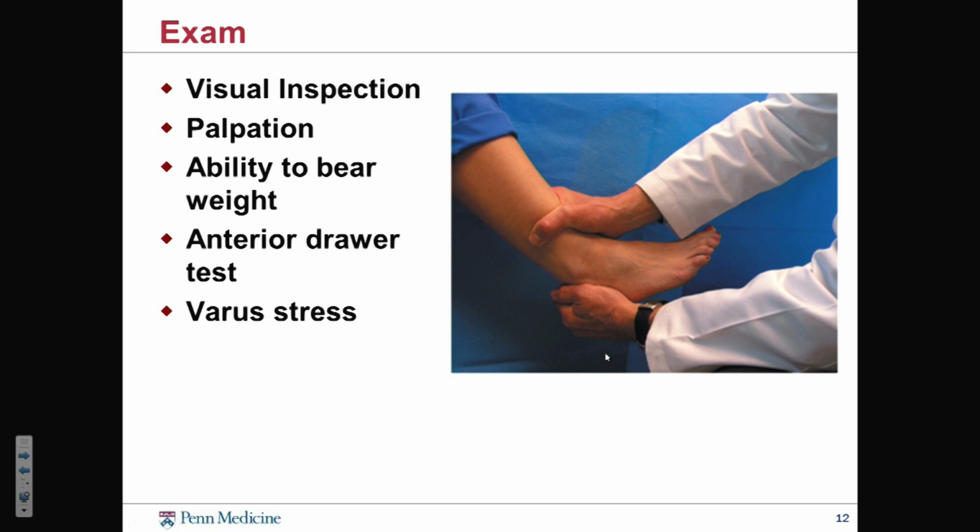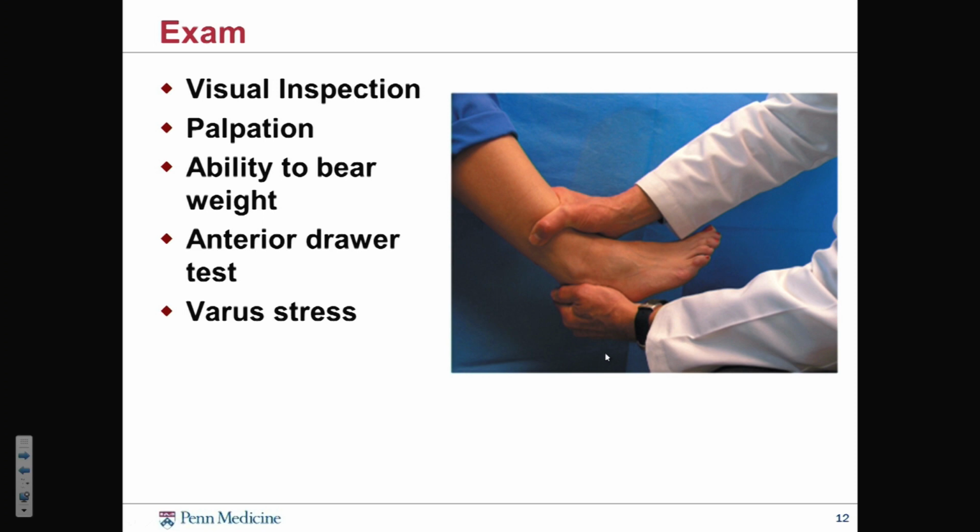Remember that bruising tends to migrate down into the foot and around the toes, and so you can sometimes see quite a bit of bruising around the toes or the very lateral aspect of the foot, and that doesn't mean that the injury is in that area. Palpate, very important to palpate both the fibula, looking for a fracture, as well as along the ligament structures, as well as along the base of the fifth metatarsal.